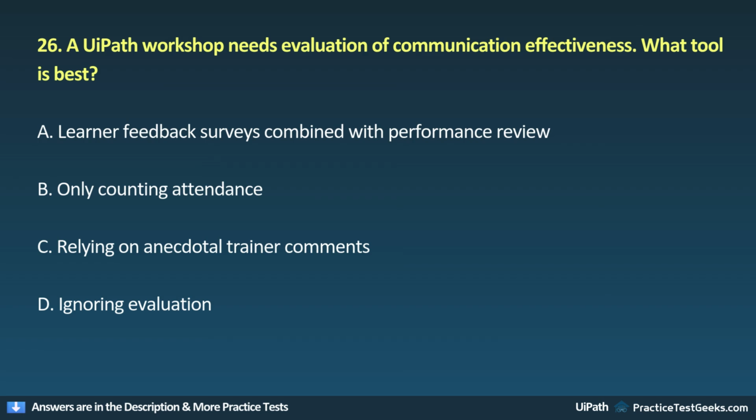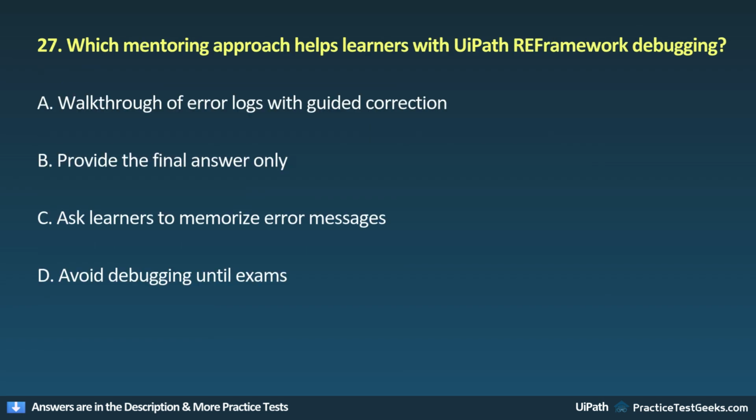26. A UiPath workshop needs evaluation of communication effectiveness. What tool is best? A. Learner feedback surveys combined with performance review. B. Only counting attendance. C. Relying on anecdotal trainer comments. D. Ignoring evaluation.